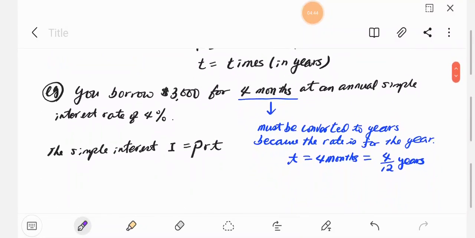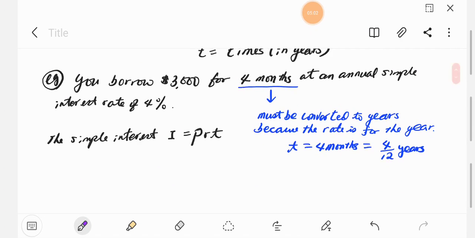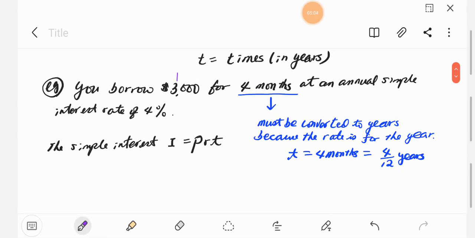So let's try an example. You borrowed $3,000 for 4 months at an annual simple interest rate of 4%. Look at this. You borrow the money, so 3,000 is the principal P. For how long? 4 months. So this is T.